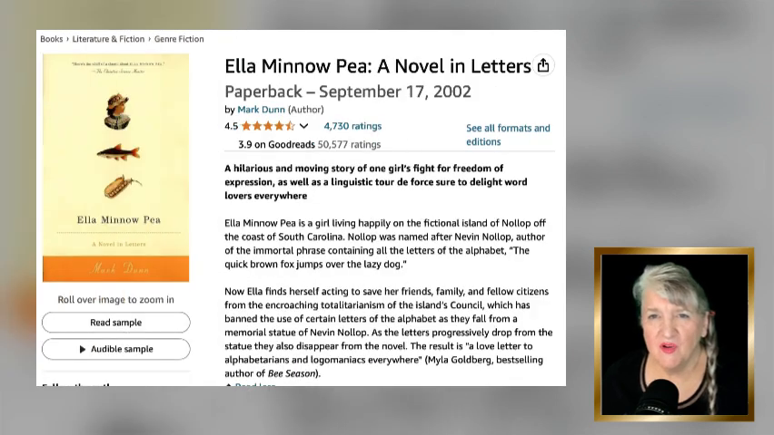One more book, a book called Ella Minnow Pea, a novel in letters by Mark Dunn. This one looks like a fun read. Perhaps you can see if your local library has any of these books. Or I did find them on Amazon and have put links in the description for you.